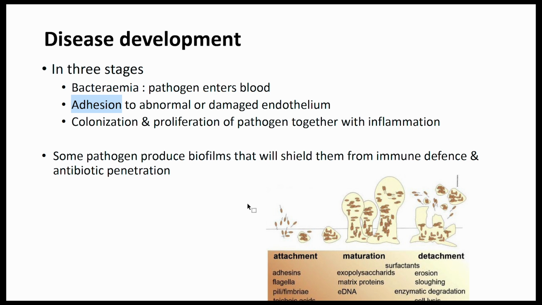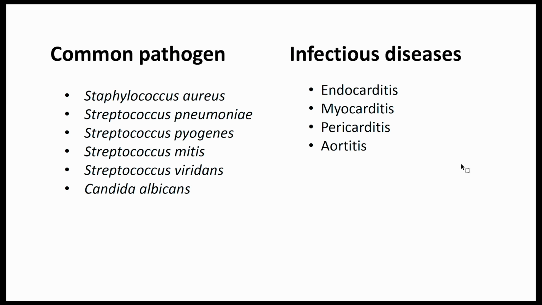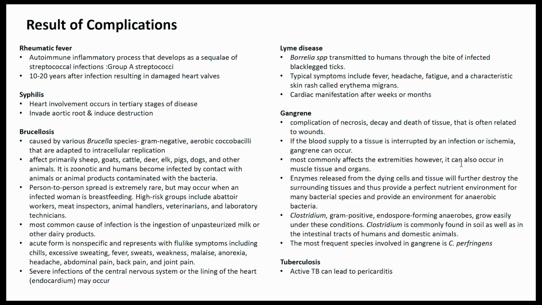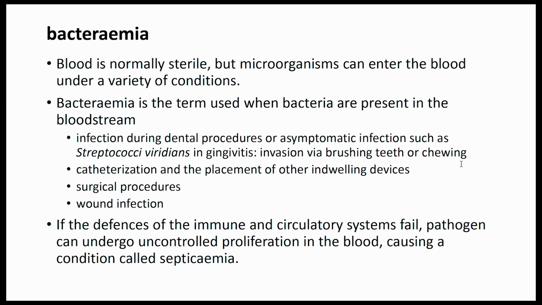Routes of infection. Pathogens can enter these systems through various routes. Hematogenous spread, this is the most common. Direct spread from nearby infected sites, for example sinusitis leading to meningitis. Iatrogenic introduction, for example during medical procedures, and traumatic introduction, for example penetrating injuries.